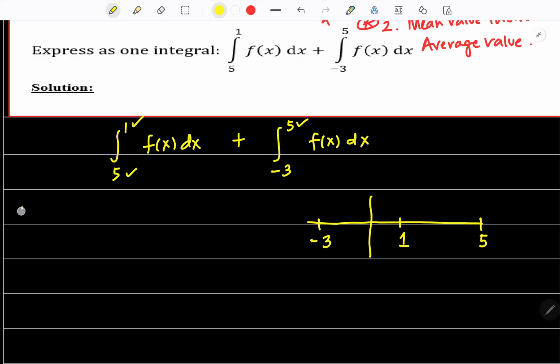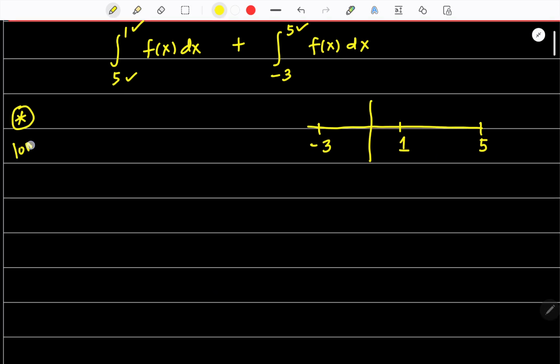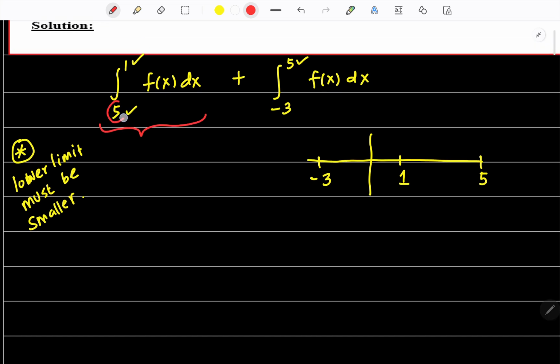The very first step you have to do is always the lower limits must be smaller. The lower limit must be smaller. Keep in your mind, the first thing you need to observe is this step. What is the meaning of this? Look at the first integral. The first integral is integral 5 to 1. So the lower limit is the bigger one. Can you see that? Yes. So what we are going to do is write this as 1 to 5.